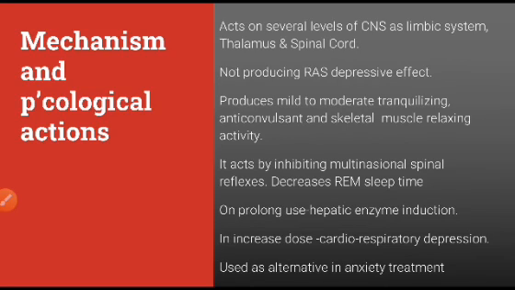On prolonged use, it does hepatic enzyme induction. If you give it for a long time, it will induce certain hepatic enzymes. In increased doses, it can produce cardiorespiratory depression. It is used as an alternative in anxiety treatment. It's not a main line drug, but we always use it as an alternative.